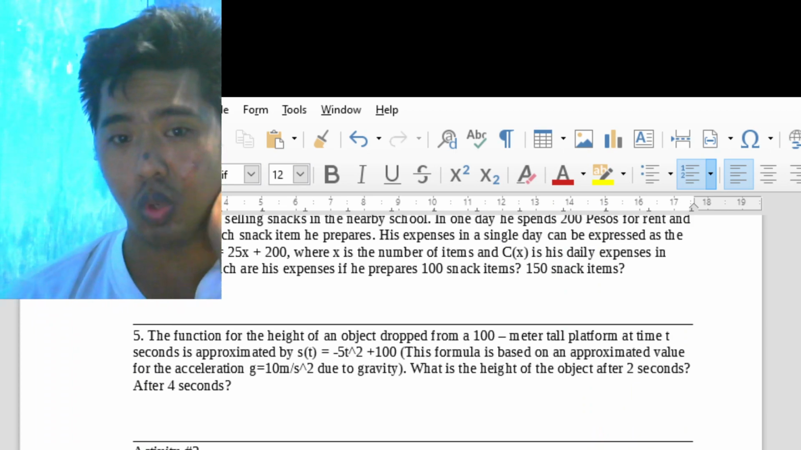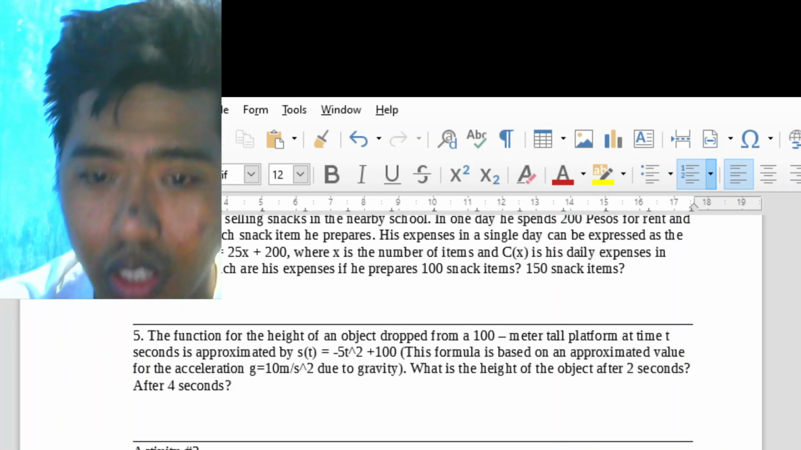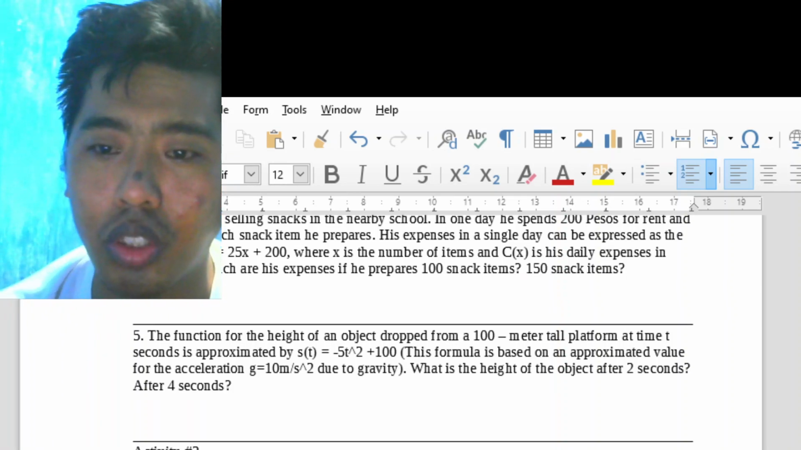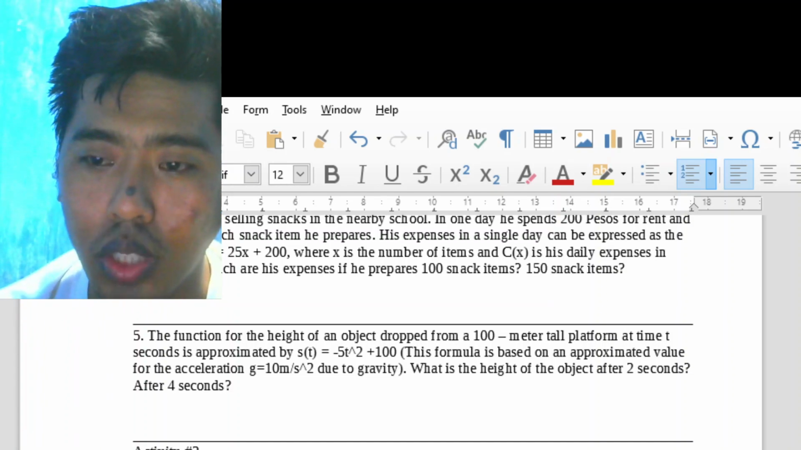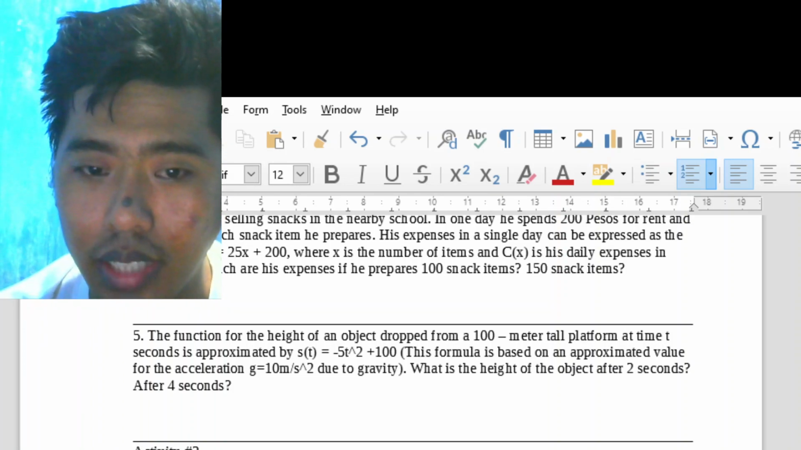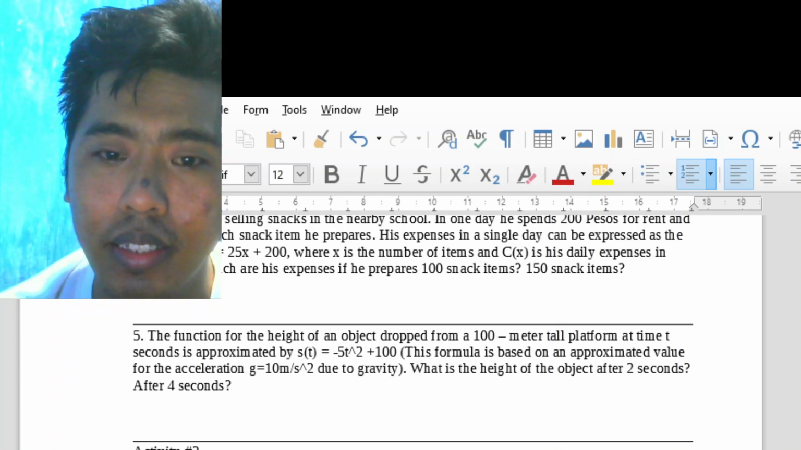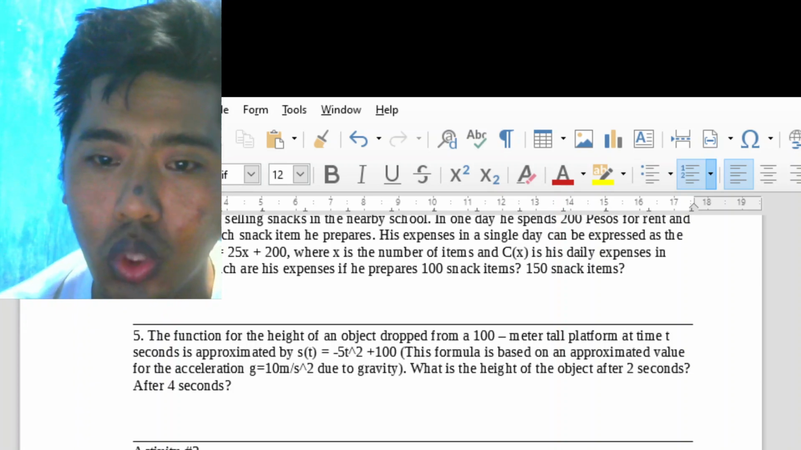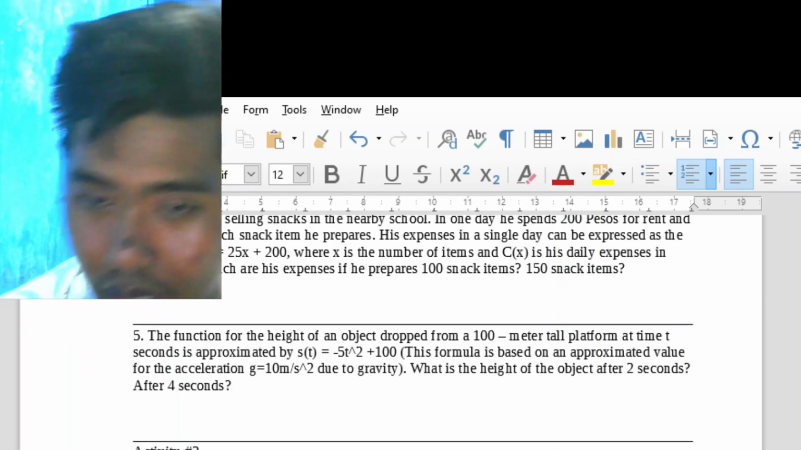Okay, so the function for the height of an object dropped from a 100-meter tall platform at time t. So t atong symbol sa time, seconds, is approximated by s of t is equal to negative 5 t squared plus 100. So kana nga formula naka-note na pud.